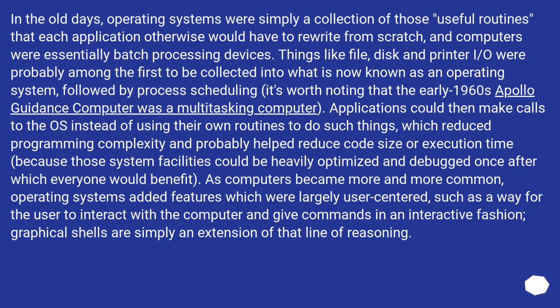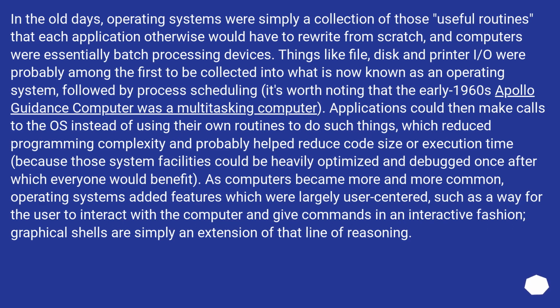In the old days, operating systems were simply a collection of those useful routines that each application otherwise would have to rewrite from scratch, and computers were essentially batch processing devices. Things like file, disk and printer I/O were probably among the first to be collected into what is now known as an operating system, followed by process scheduling. It's worth noting that the early 1960s Apollo guidance computer was a multitasking computer.